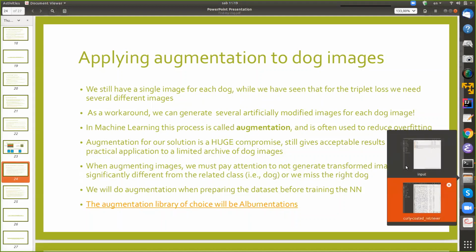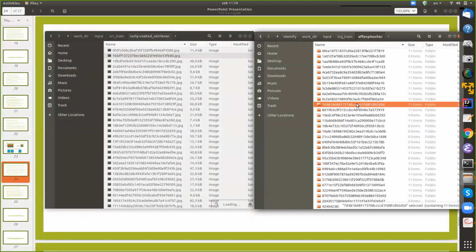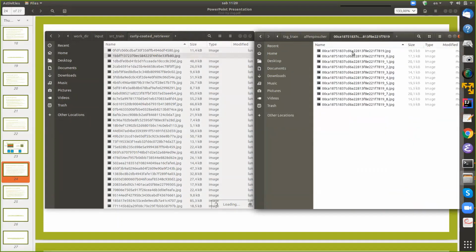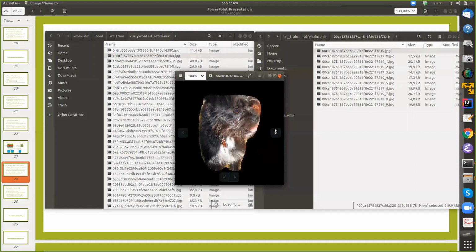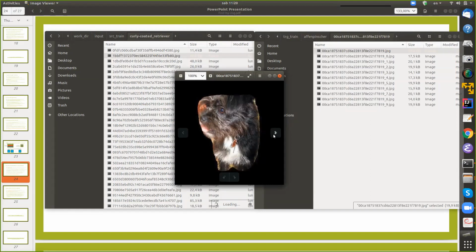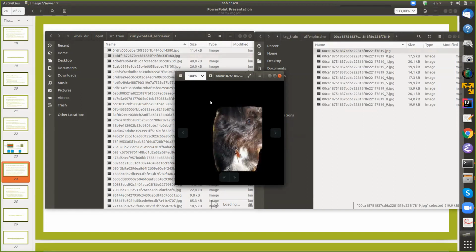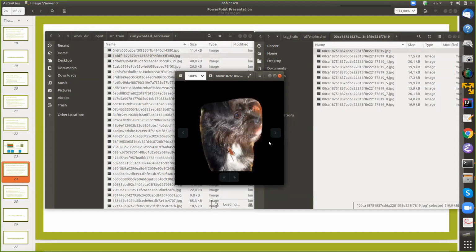To show you, I go again to the folder where I picked, for instance, let's pick this superclass, the Affenpinscher. For this superclass, I had 407 dogs here. Out of these 407 dogs, for each one I created a class. Let's pick this one. This was the initial dog. And then using augmentation, I artificially create similar dogs, just flipping the image in this case. I changed the size. I again flipped the initial image. I cropped it, so I cut the image. I rotate slightly the image.